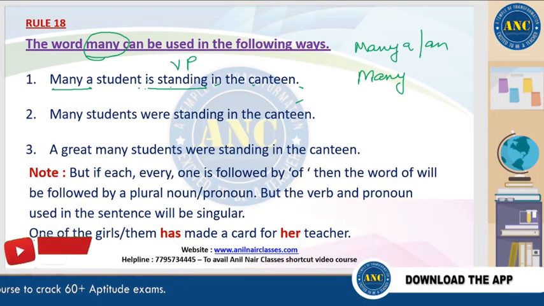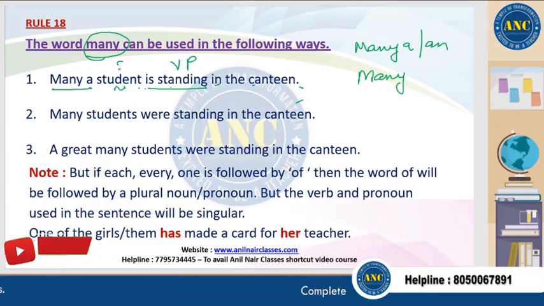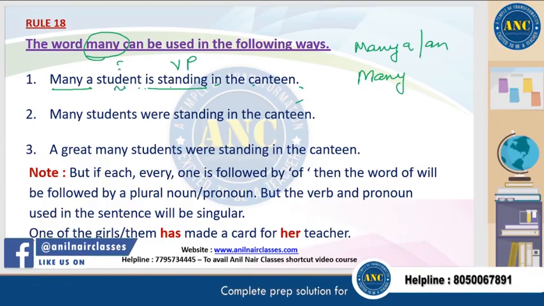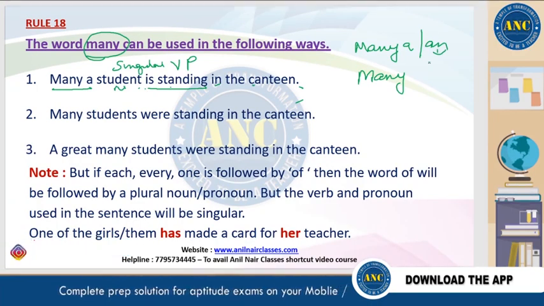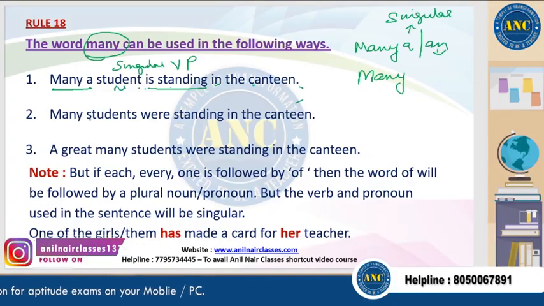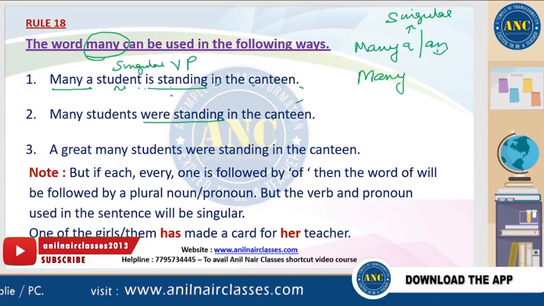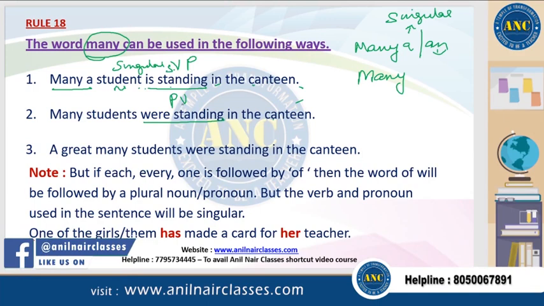So when "many a student" or "many a" plus a noun is there, then it will always be singular. That is why the singular verb is there. You should remember that "many a" or "many an" is singular. See the next example: many students were standing in the canteen. "Were standing" is the verb phrase, which is the plural verb. The previous one had a singular verb phrase; now we have the plural verb phrase. Who was standing? Many students.